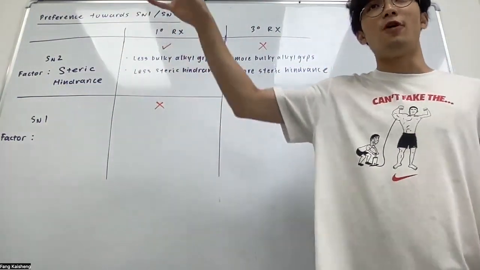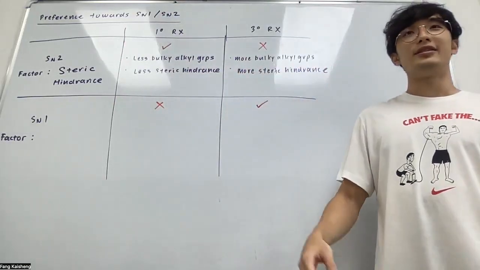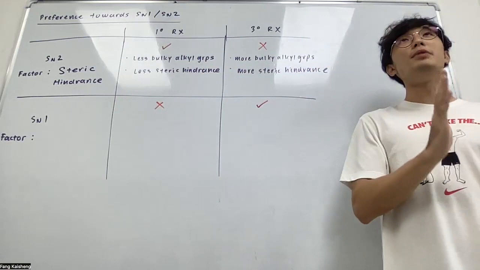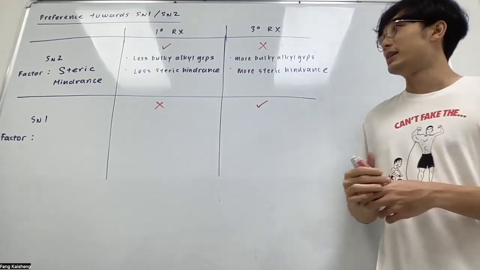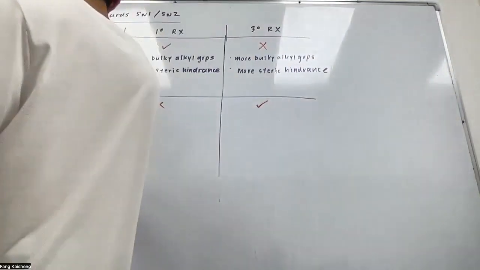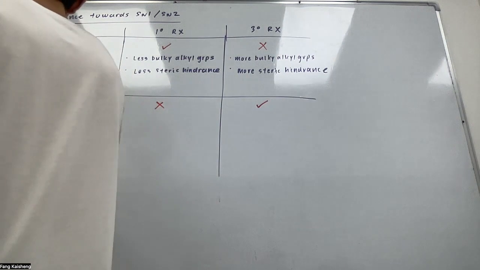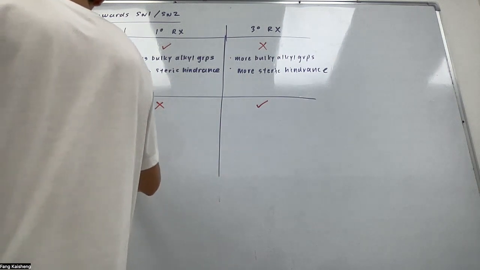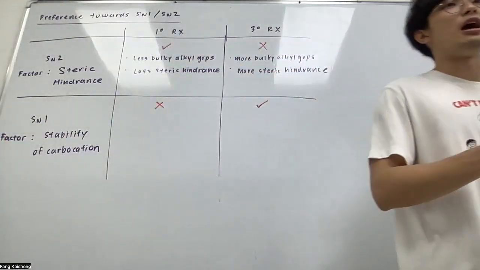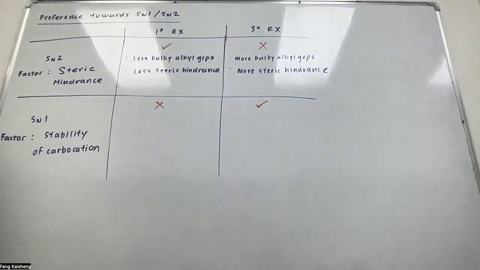For SN1, what do you form in between? The intermediate. The intermediate is a carbocation, correct? SN1 will then be dependent on the stability of that carbocation intermediate. Do you want it to be more stable or less stable? More stable. Everything in chemistry, you prefer more stable.